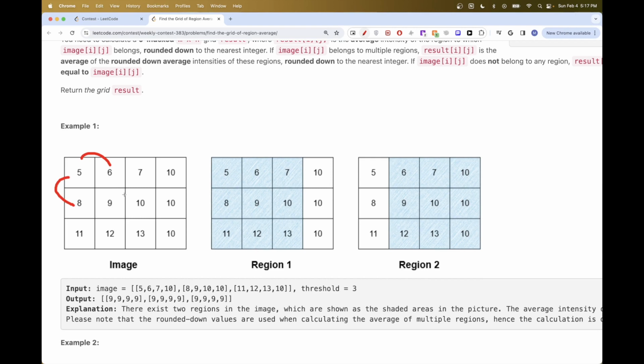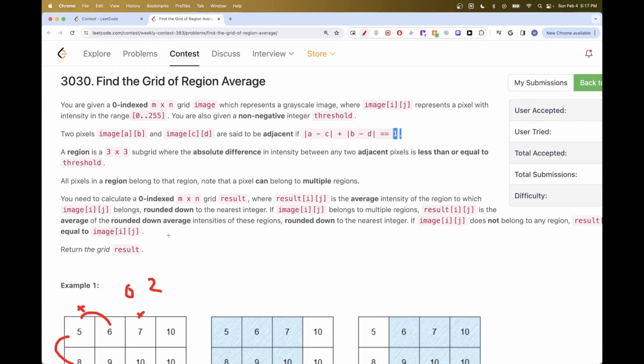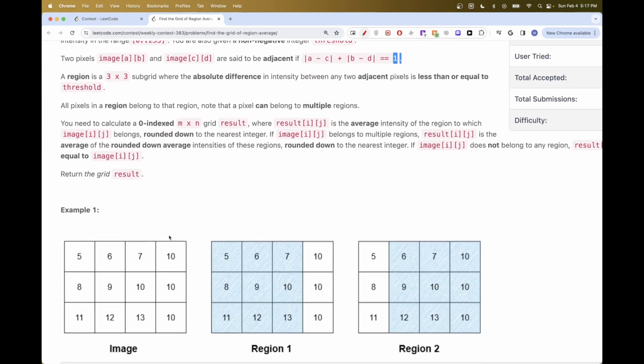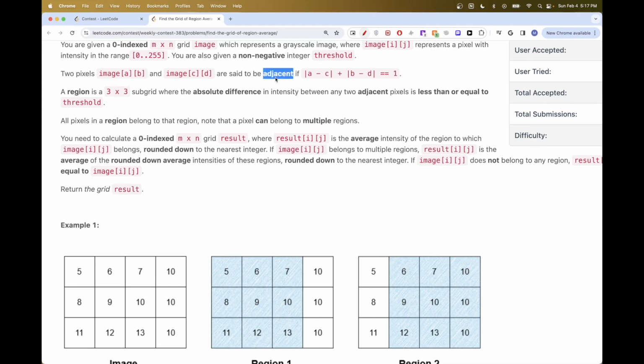Right? But if you take this one and this one, the difference between the y's is 2. The difference between the x's is 0, and so the sum is 2, which is not equal to 1. So they are not adjacent. So that's the concept here of adjacent.